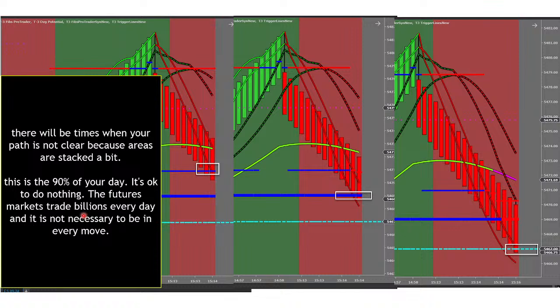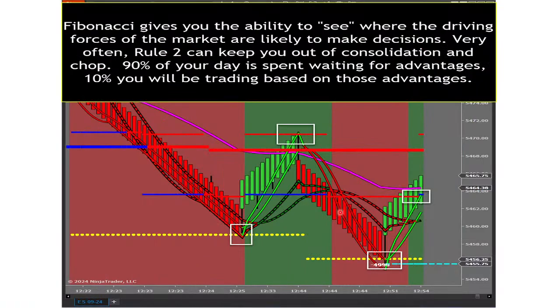Rule number 2 forces you to be patient. Rule number 2, it forces you to accept that you're not in control, that the people that move the market know exactly where they may react, and there's no reason for you to ever get caught in there. And Fibonacci gives you the ability to see these areas where the driving forces are likely to make decisions. And rule number 2 can keep you out of chop. It can keep you out of consolidation. Rule number 2 will keep you from giving away your money when the advantages aren't present.